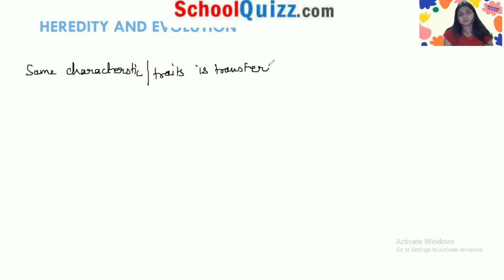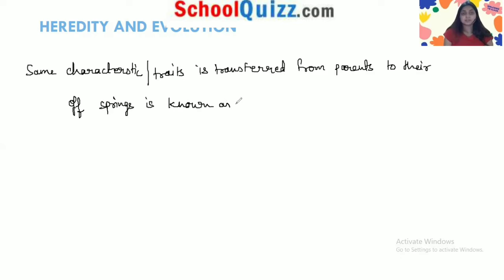The same characteristic, or you can say trait, is transferred from parents to their offspring, is known as heredity, okay? Right? Is known as heredity.